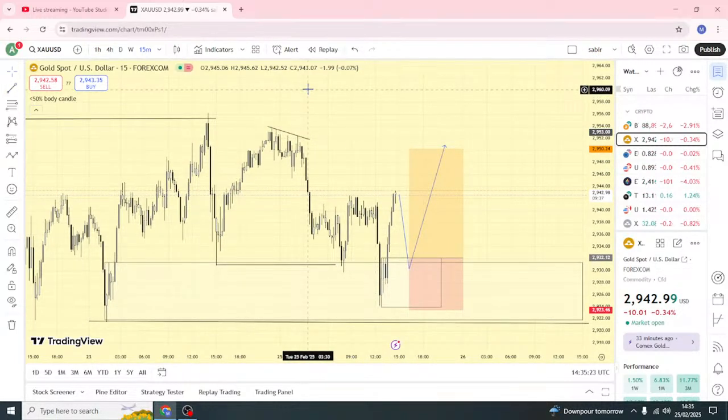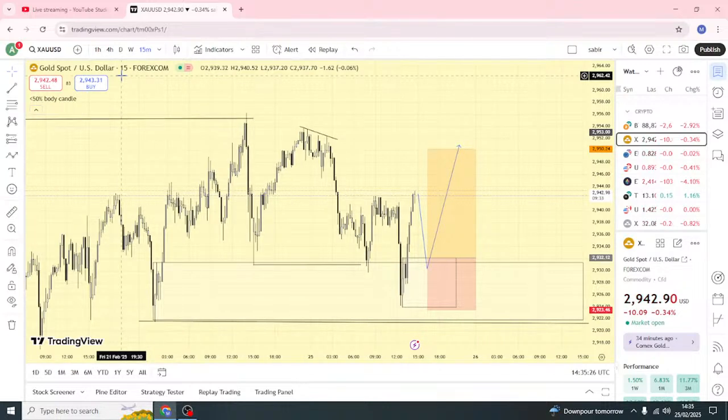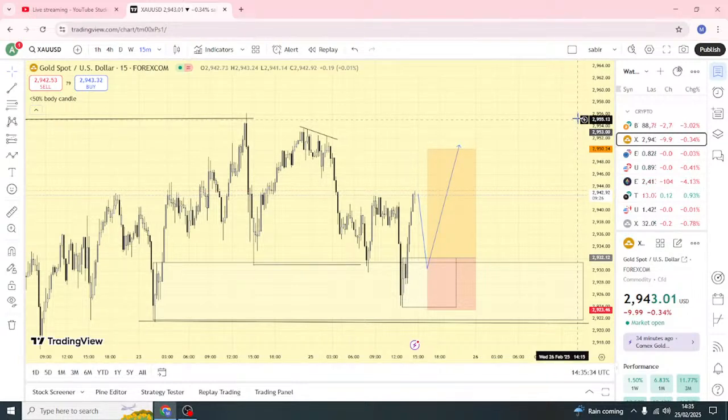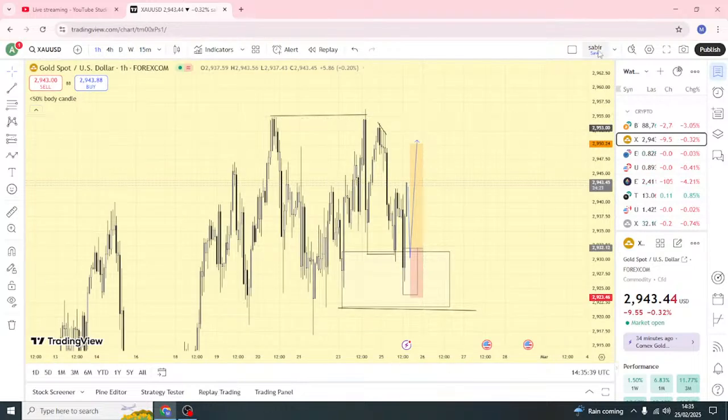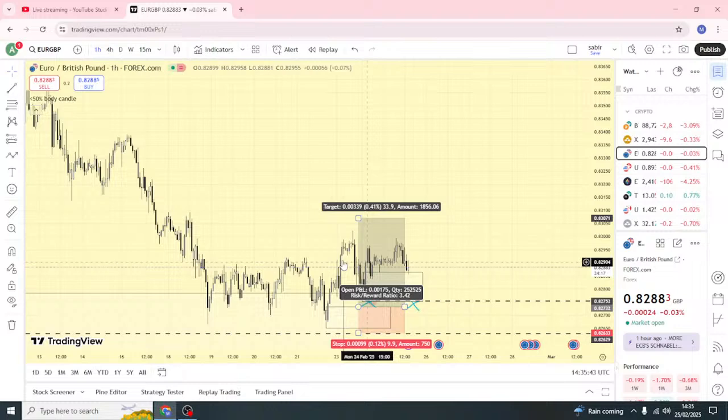Every single time you want to trade, you need to target at least a liquidity point or a swing high or a swing low, at least on a 1-hour or 4-hour time frame. Okay, so this was the analysis on gold. Let's dive into EURGBP.